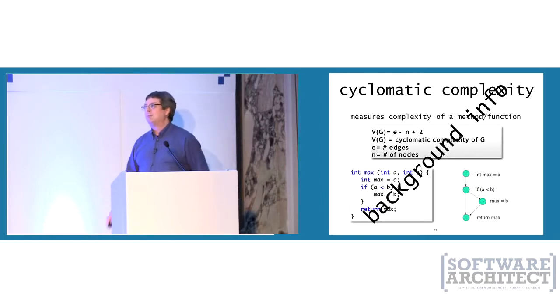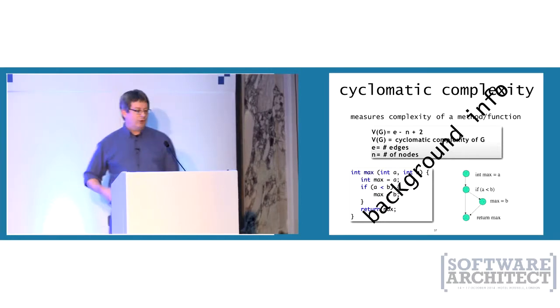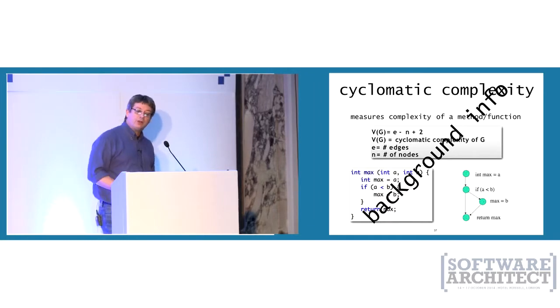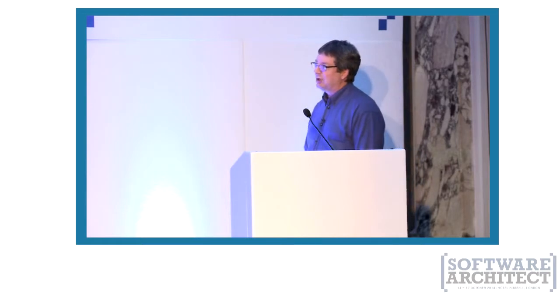So if you look at a little max method that looks like this, you can sketch it out in its edges and nodes view, and 4 minus 4 plus 2, so the cyclomatic complexity of this code is 2. It's kind of boring when the edges and nodes cancel each other out, so here's a slightly more complicated function. You draw out this edges and nodes view and label them. 8 minus 7 plus 2, so the cyclomatic complexity of this guy is 3, so this is one more complicated than the function we saw before.